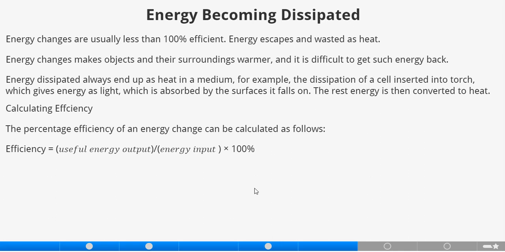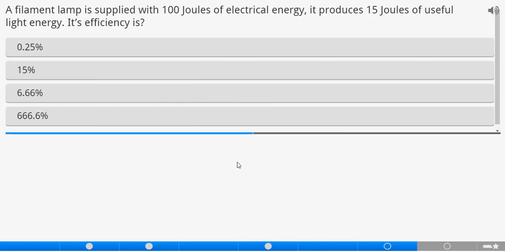How then do we calculate efficiency? The percentage efficiency of an energy change can be calculated as follows. Efficiency is equal to useful energy output divided by energy input multiplied by 100%. I repeat, efficiency is equal to useful energy output divided by energy input multiplied by 100%. Do not forget. So let's move on to the next slide. Now we have to calculate this particular question.